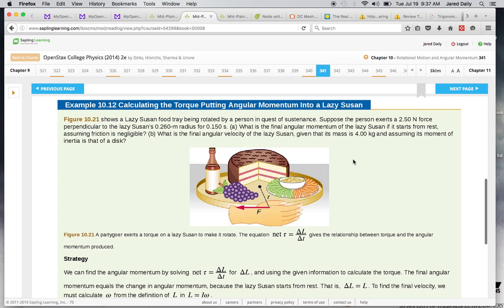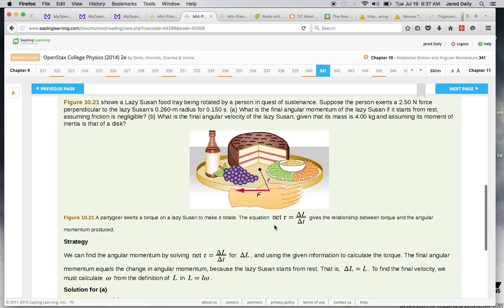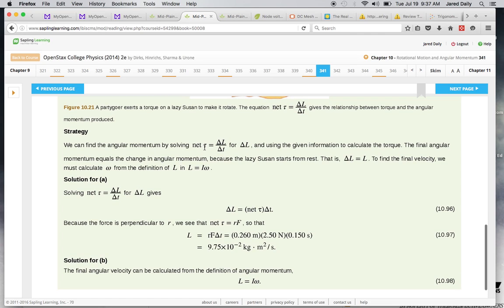So here we have a tray of food that we're going to rotate, a lazy Susan as they call it, and a person is going to exert up to 2.5 newtons of force perpendicular to the lazy Susan at the radius, so we should be able to calculate that torque. We want to know the final angular momentum. Well, it's going to need some time, and they do give some time. They say they're going to apply this force for 0.15 seconds, and we'll see what the final momentum is. We'll know the net torque because we can calculate that from the force, the angle and the radius. And then we'll know the change in time, so we should be able to calculate delta L.